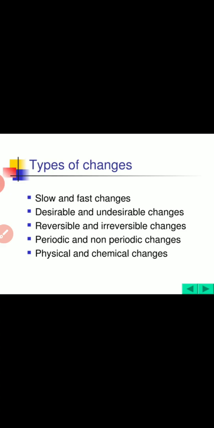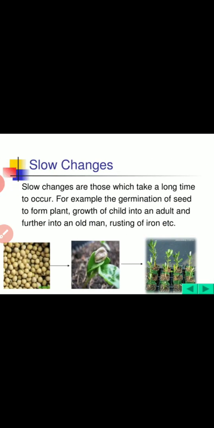So the types of changes are: slow and fast changes, desirable and undesirable changes, that is predictable and unpredictable changes, reversible and irreversible changes, periodic and non-periodic changes, physical and chemical changes. Okay. So first of all, let's talk about the slow changes, the changes which happen very slowly. Slow changes are those which take a long time to occur.